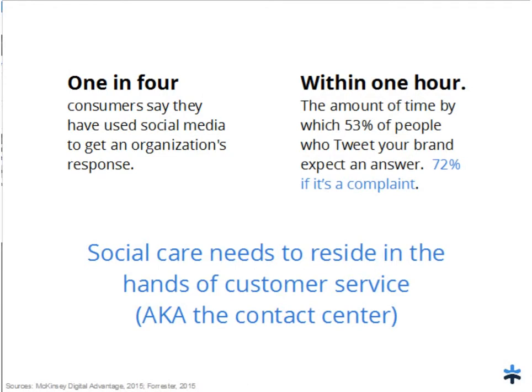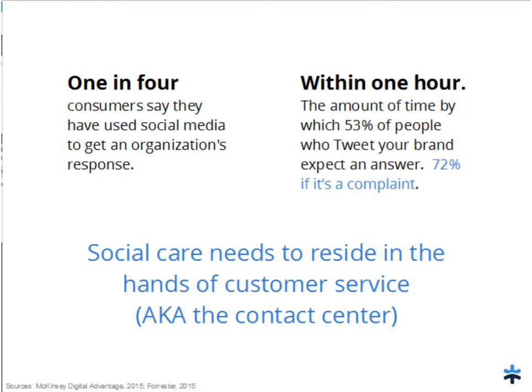I wanted to talk a little bit about why social care needs to reside in the hands of customer service, aka the contact center. One in 4 consumers says that they've used social media to get a response from an organization, and 52% of people who tweet your brand expect a response within an hour. That number goes up to 72% if it's a complaint.